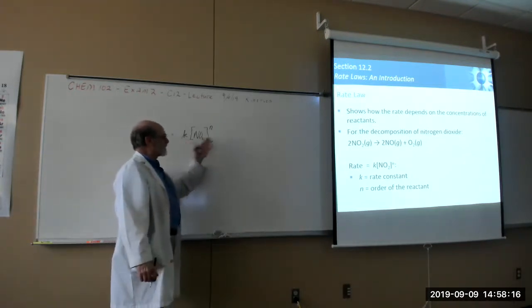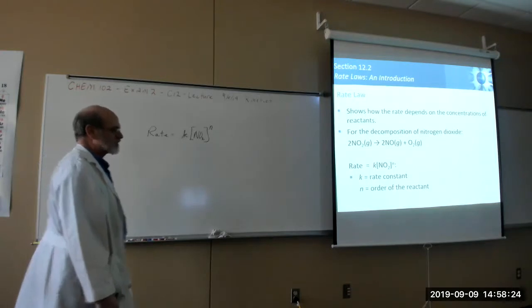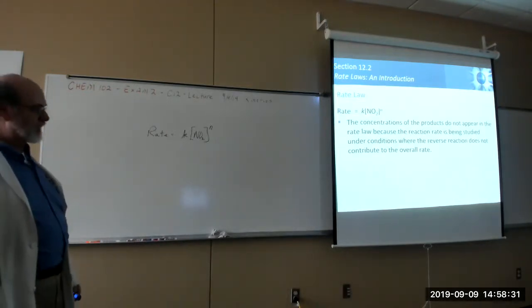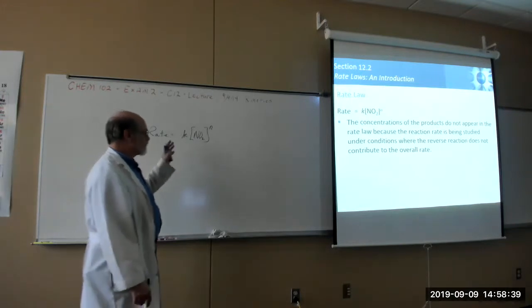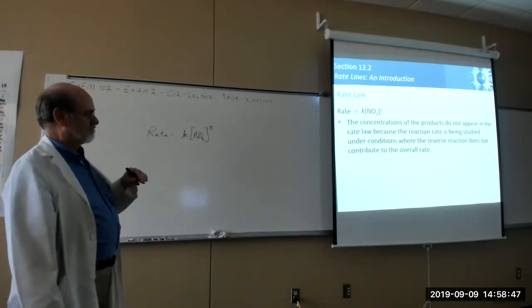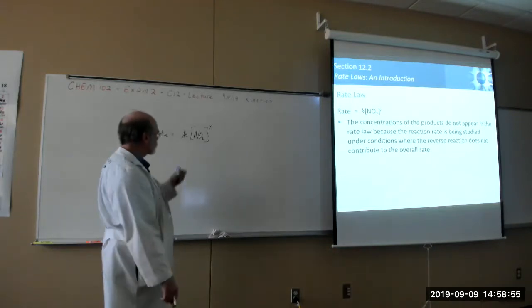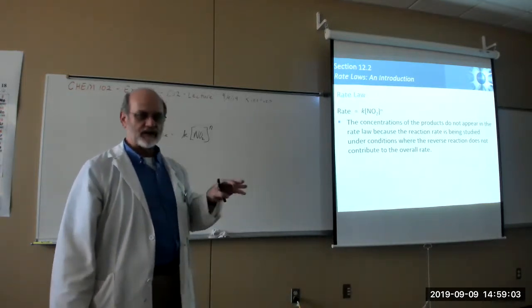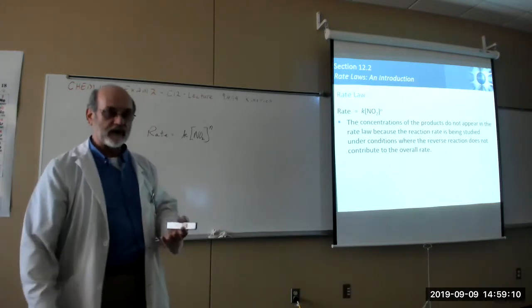But we cannot deduce any of these numbers from the balanced equation itself. It has to be determined experimentally. So that's what our rate law looks like. And we typically determine these values under initial conditions. So we perform several experiments under initial conditions where we change the value of this one. And we conduct the experiment in such a way that there are no products, or not enough products to give us an interfering reverse reaction.